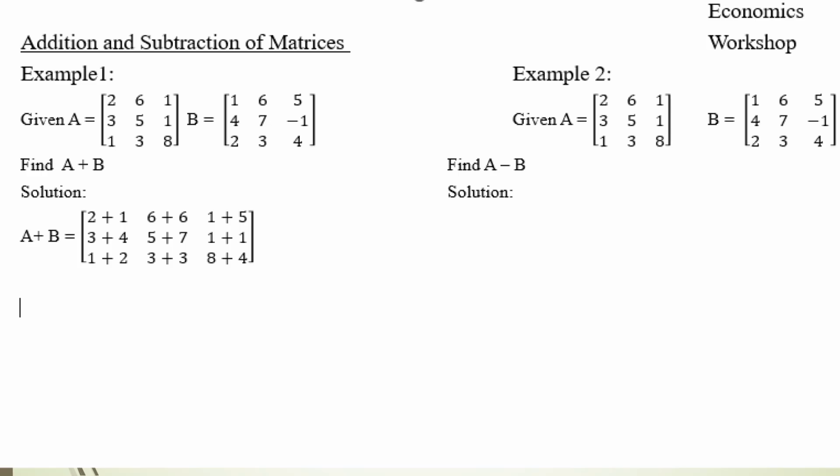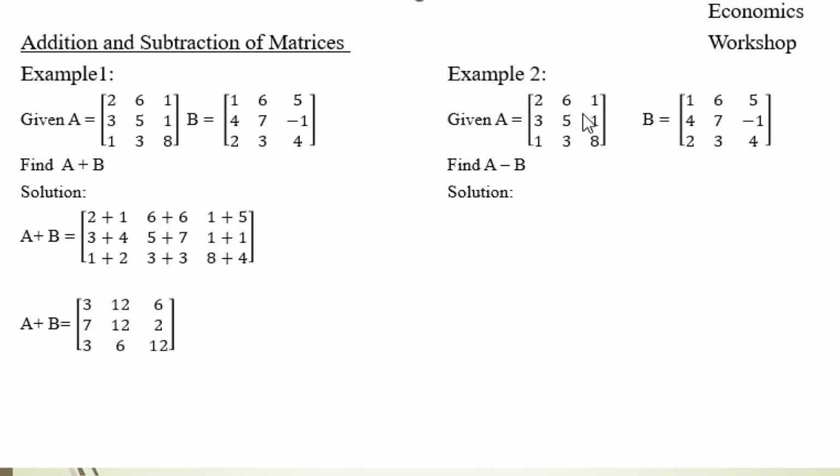Therefore we have A plus B equals to 3, 12, 6, 7, 12, 2, 3, 6, 12. So this is the addition of matrix A and matrix B.